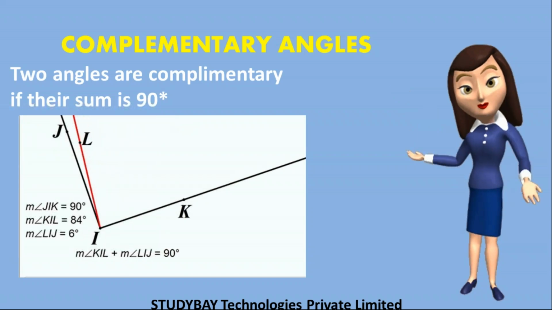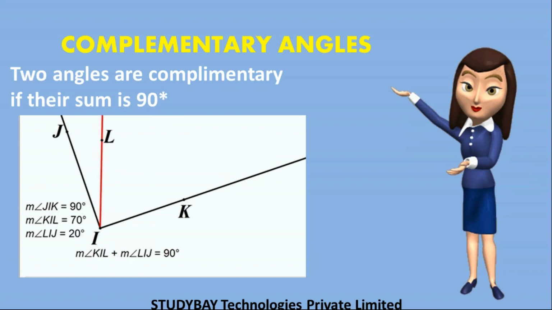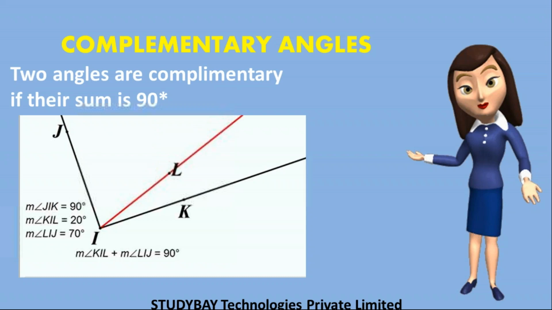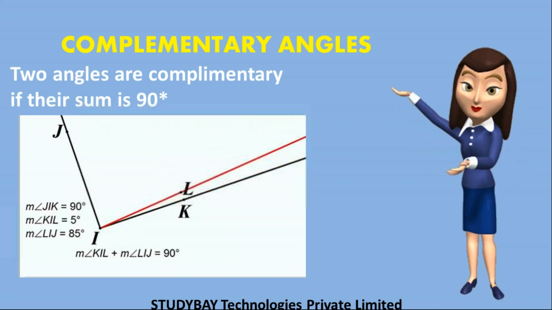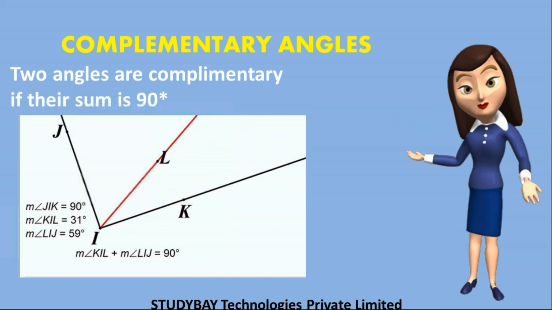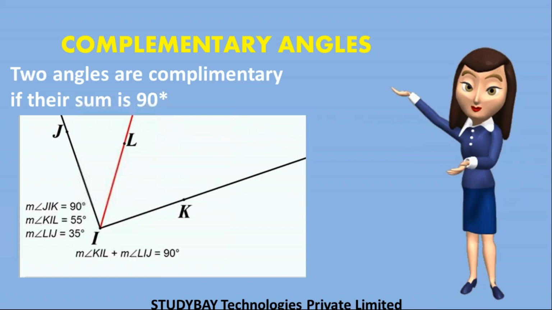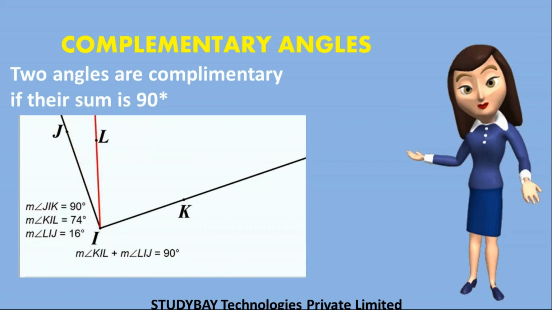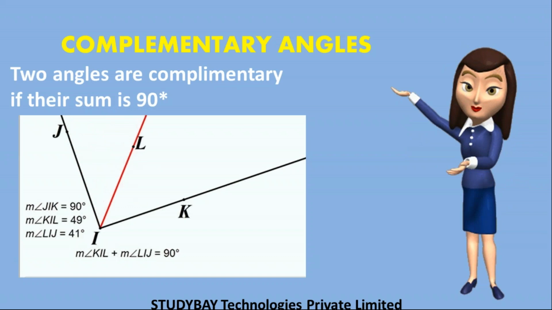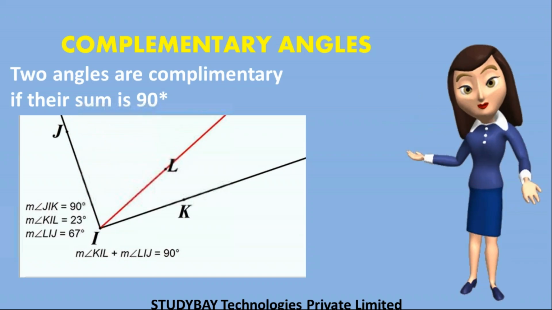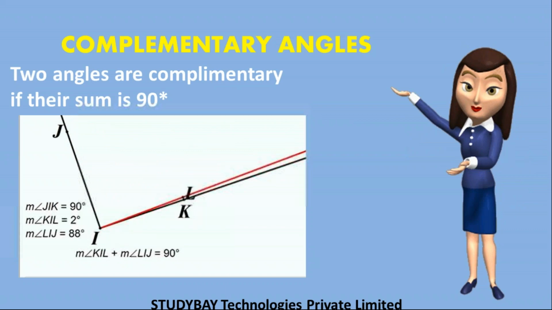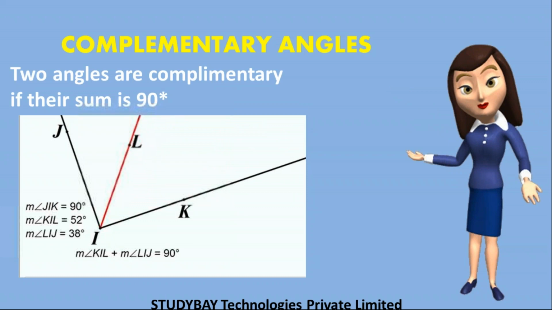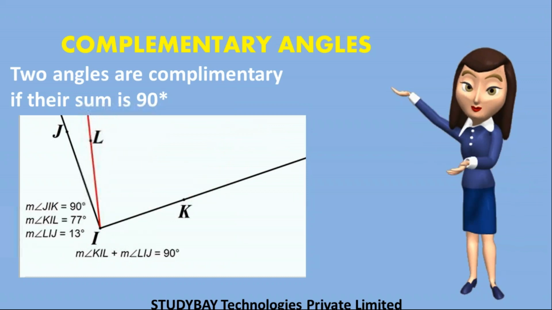You can see here we have angle KIJ or JIK is 90 degree, and the remaining angles KIL and LIJ are lying between these two arms over here, right? The values are constantly changing, and since their sum is 90 degree, they are said to be complementary angles, right? So now you might have a question: if one value of a complementary angle is given, we have to find out the other value.